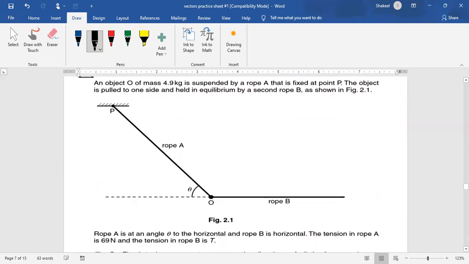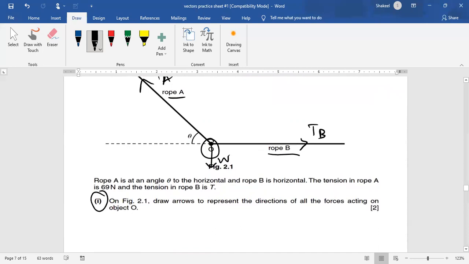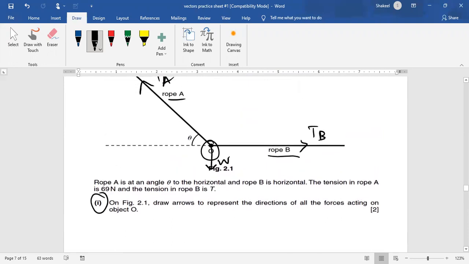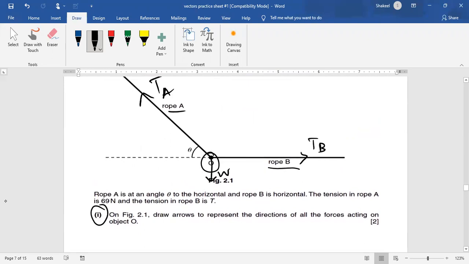Okay. Question number 5: an object is balanced by two cords, cord A and cord B. So you know its weight is acting downward and tension in the rope is always acting away from the weight, away from the applied force. So we have done the first part, drawing the arrows to represent the direction of the forces acting on the object. So weight is downward, rope B is towards your right, and tension in rope A is upwards.